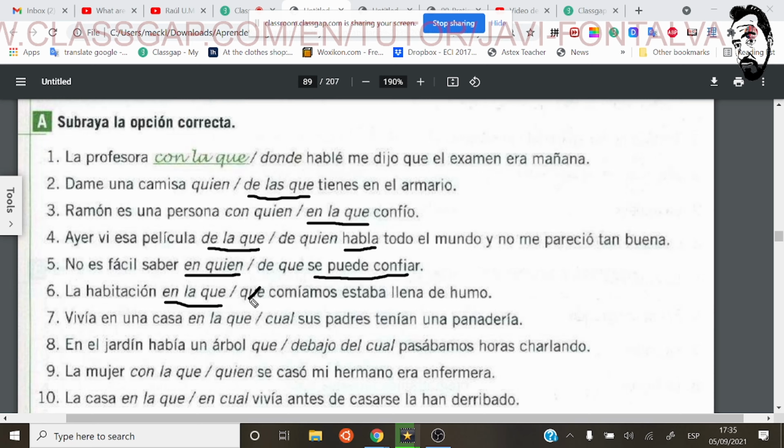What does pasábamos mean? Here it means we spend hours talking or having a chit chat. So in the garden there used to be a tree under which we spent hours talking.